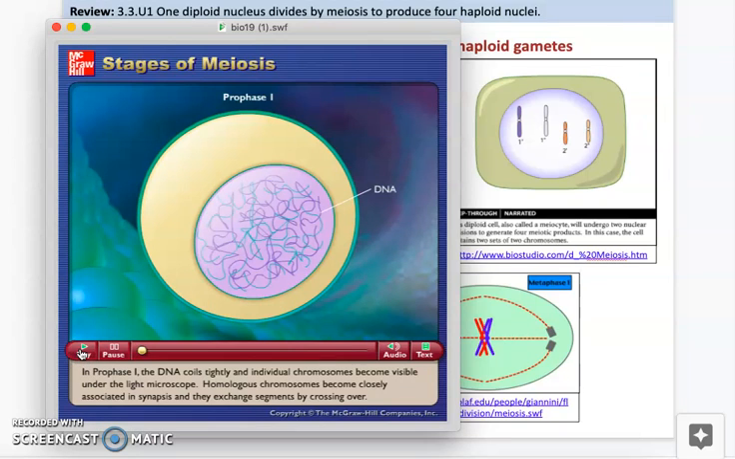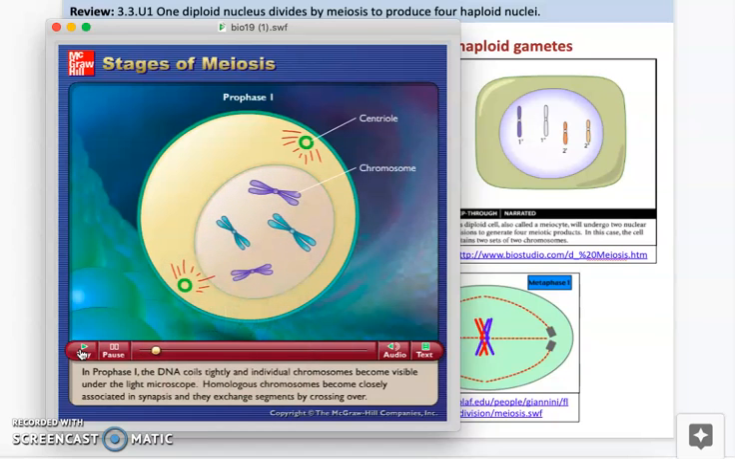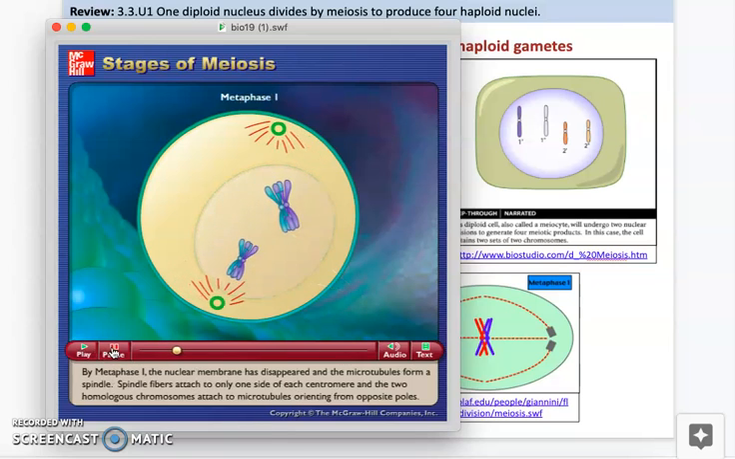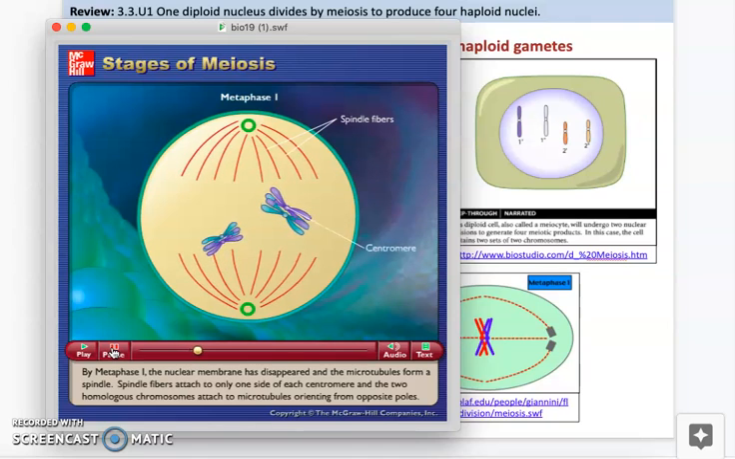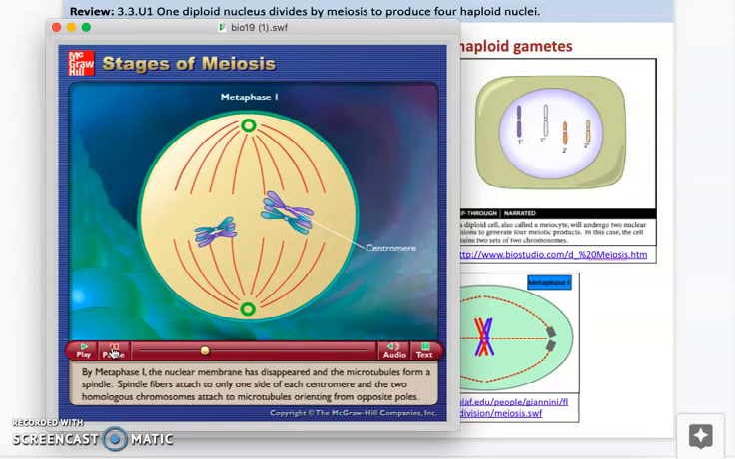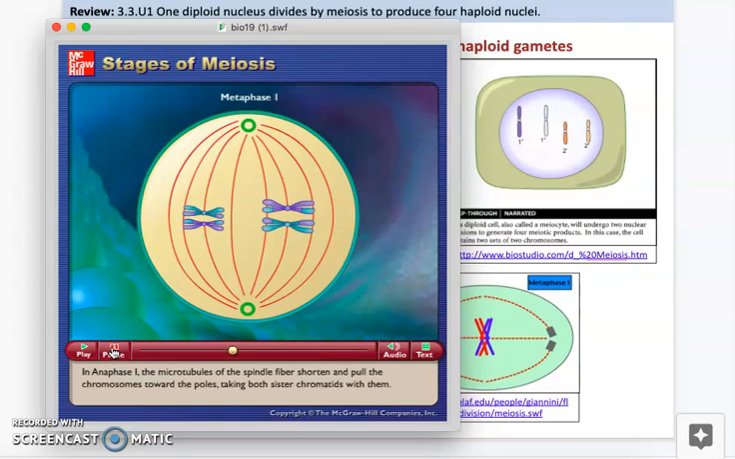So here we go. In prophase 1, the DNA coils tightly and individual chromosomes become visible under the light microscope. Homologous chromosomes become closely associated in synapses, and they exchange segments by crossing over. By metaphase 1, the nuclear membrane has disappeared, and the microtubules form a spindle. Spindle fibers attach to only one side of each centromere, and the two homologous chromosomes attach to microtubules orienting from opposite poles. Each pair of homologs then lines up on the metaphase plate. Either maternal or paternal homolog may orient toward a given pole. In anaphase 1, the microtubules of the spindle fiber shorten.